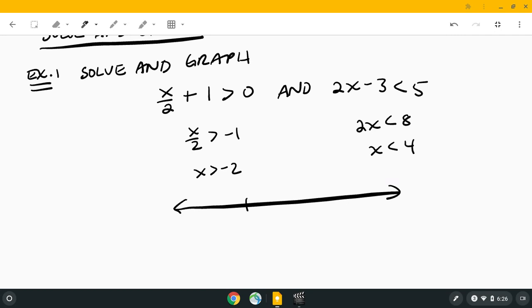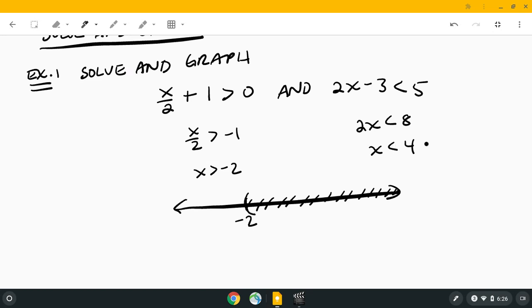Okay, so I'm going to put negative 2 over here. And I want all the x's that are greater than negative 2. So I'm going to have parentheses. And I will shade all of this side of the number line.